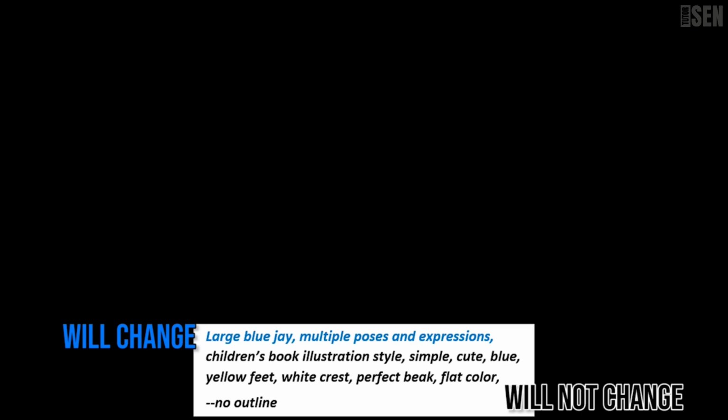Large blue jay, multiple poses and expressions. Children's book illustration style, simple, cute, blue, yellow feet, white crest, perfect beak, flat color, and no outline. Notice how the beginning of the prompt, the text in blue, will change as we create new images. But the last part of the prompt, the one in black text, will stay the same every time we create an image. Why? Because that is a style that we have decided upon that should not change from image to image.